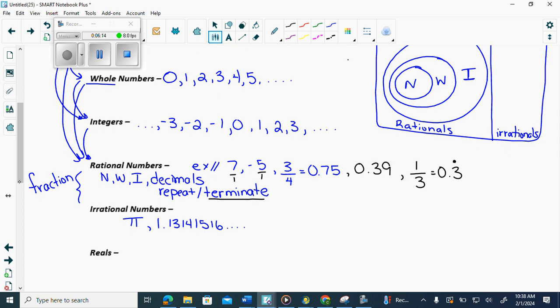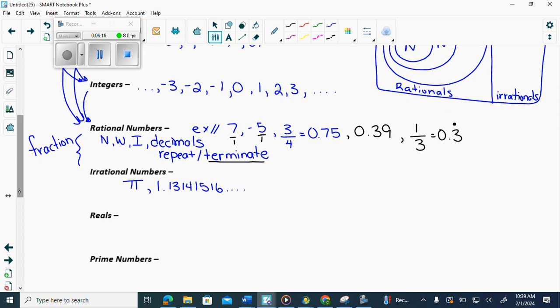And then the real number system contains all of them. So it's the naturals, the wholes, integers, the rationals, and irrationals.